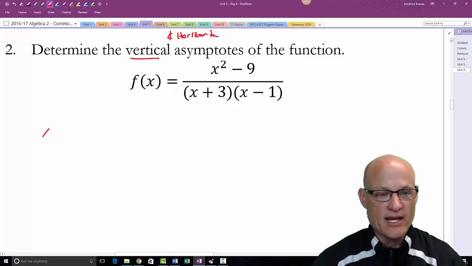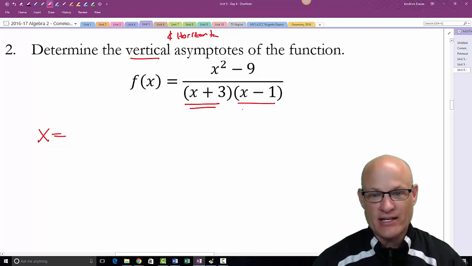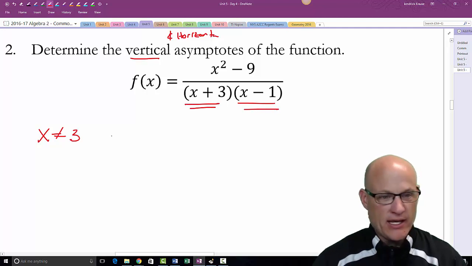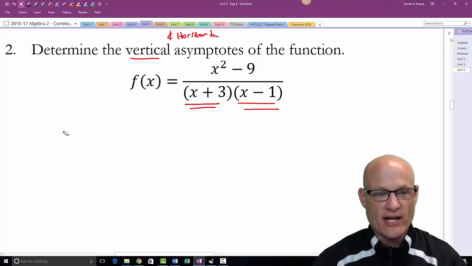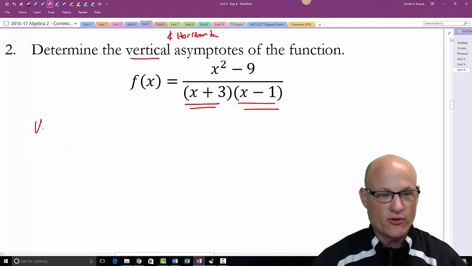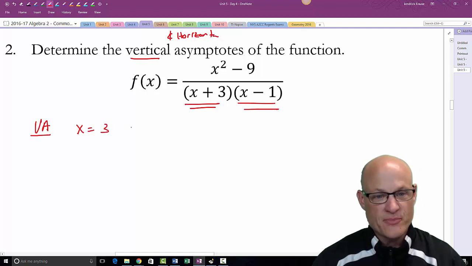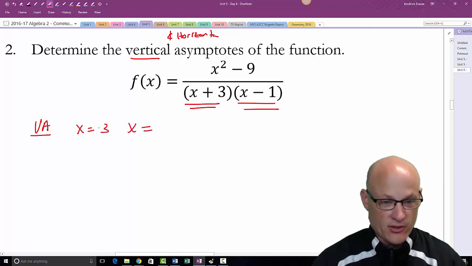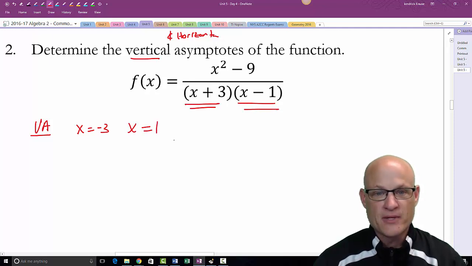So vertical lines are going to be x equals. What numbers can x not equal? Well, those are what make the denominator undefined. So what values can x not equal? X cannot equal 3. And if it's asking what the vertical asymptotes are, that's a restriction on the domain. If I'm asking what the vertical asymptotes are, VAs, I should say x equals 3 and x equals negative 3, and x equals positive 1.